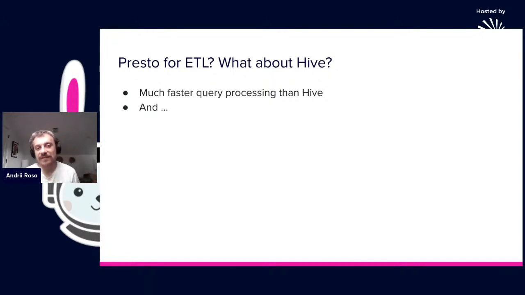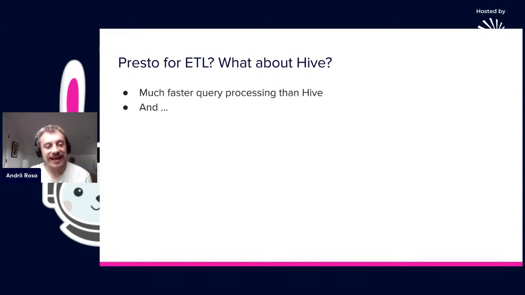So at first it might feel a little counterintuitive. Okay, there is Hive. Hive is built specifically for this large scale batch processing. So it is specifically designed for that. Why would you use Presto for that? Right, and that's a very good question to ask.